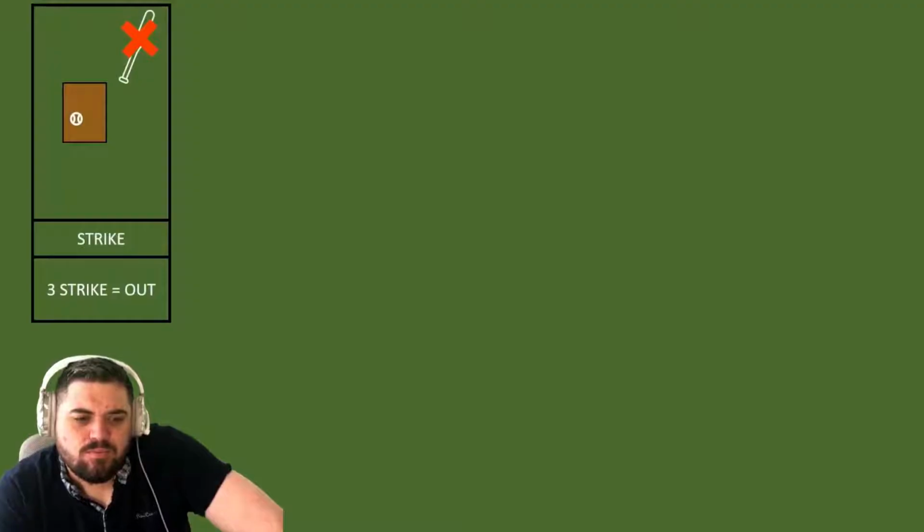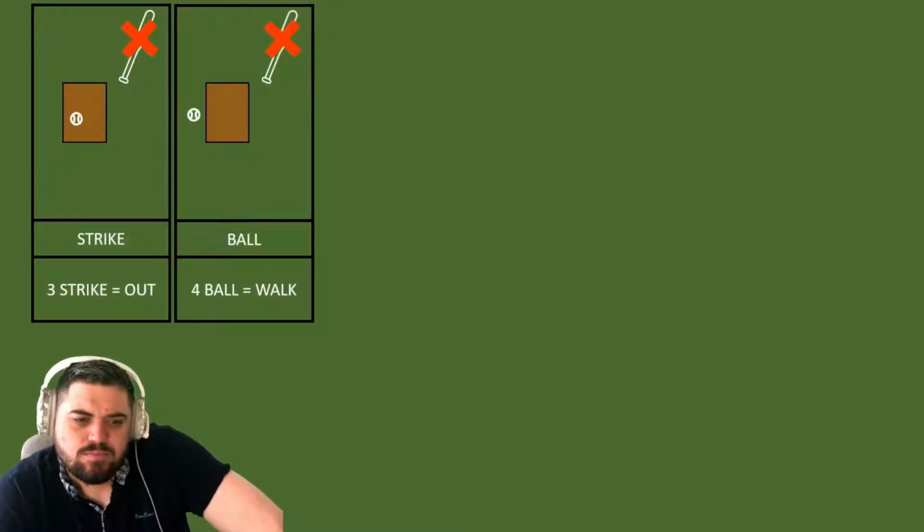Let's take a quick look at what we learned so far. Ball is in the strike zone. Batter didn't swing his bat. That's strike. 3 strikes is equal to out. Ball is outside the strike zone. Batter didn't swing his bat. That is a ball. 4 balls is equal to 1 walk.